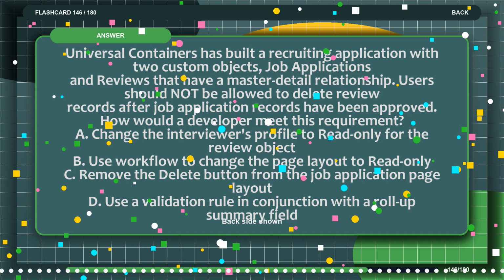The answer is: Universal Containers has built a recruiting application with 2 custom objects, job applications and reviews, that have a master-detail relationship. Users should not be allowed to delete review records after job application records have been approved. How would a developer meet this requirement? A. Change the interviewer's profile to read only for the review object. B. Use workflow to change the page layout to read only. C. Remove the delete button from the job application page layout. D. Use a validation rule in conjunction with a roll-up summary field.